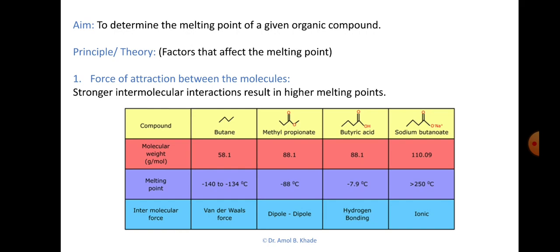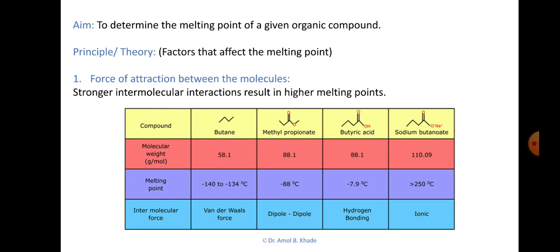And because of this dipole-dipole interaction, which is comparatively stronger than the van der Waals forces of interaction, the interaction here is stronger, and because of this you can see the melting point has increased. It has gone from minus 140 to minus 134 degrees Celsius. Now it has shifted for this structure to minus 88 degrees Celsius.